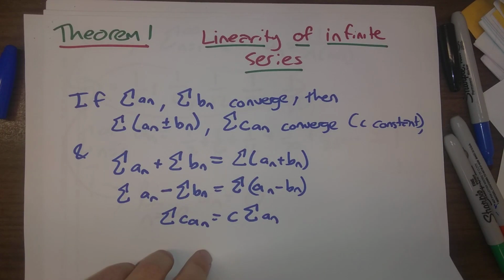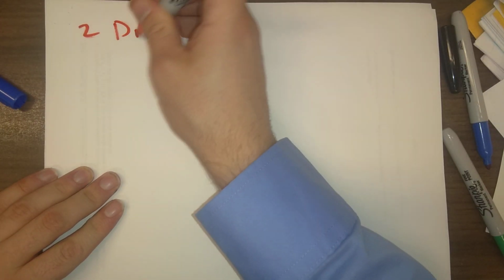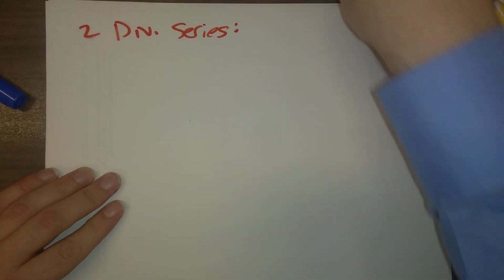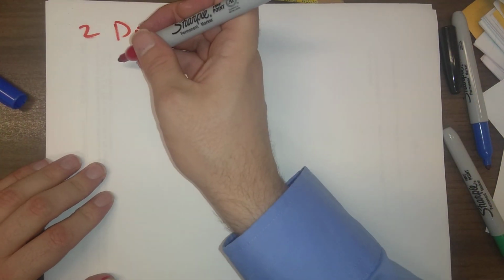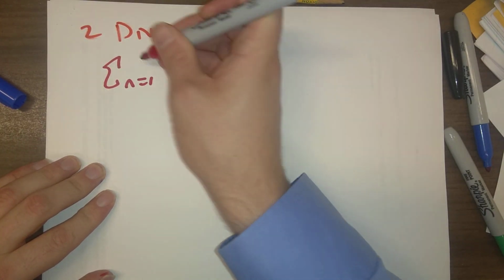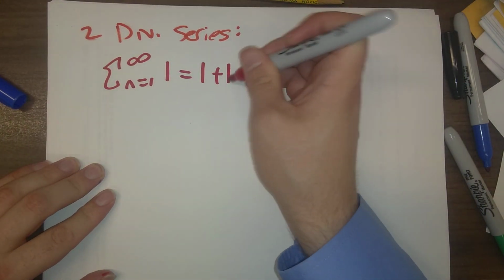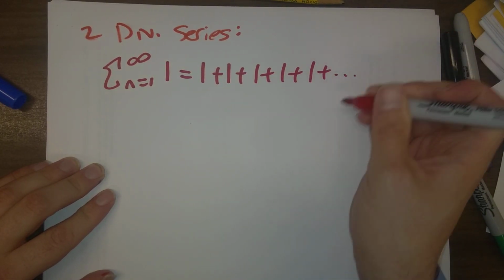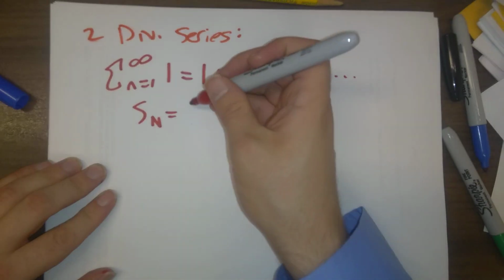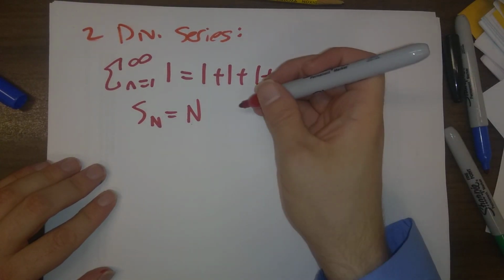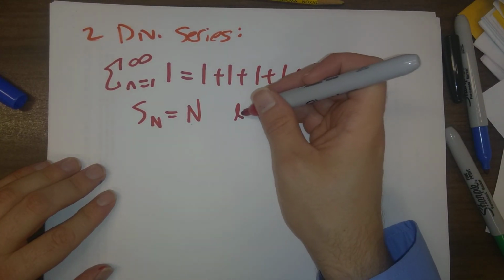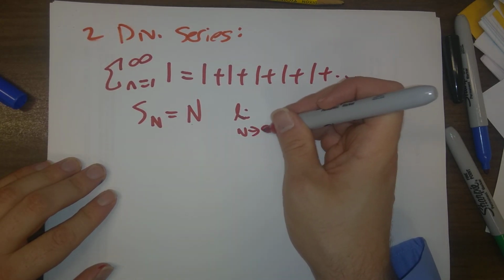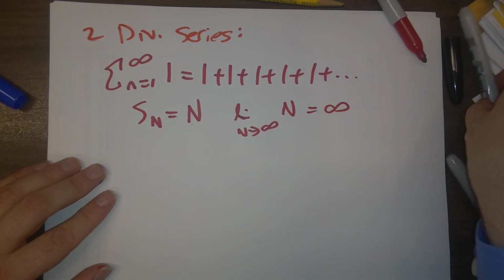To wrap this up, let's just do a couple of examples of series that diverge. We already saw one series that converged, the telescoping series. Two divergent series. So one would be the sum from n from 1 to infinity of 1. So that's 1 plus 1 plus 1 plus 1 plus 1 plus dot dot dot. So S sub n would be adding up n copies of 1, and that's just n. And so the limit as n goes to infinity of n is infinity, so this diverges.